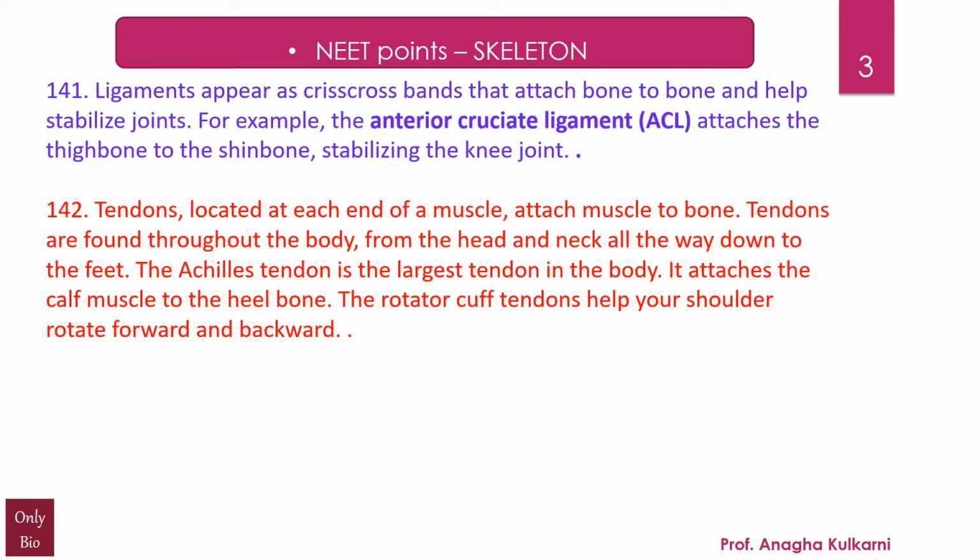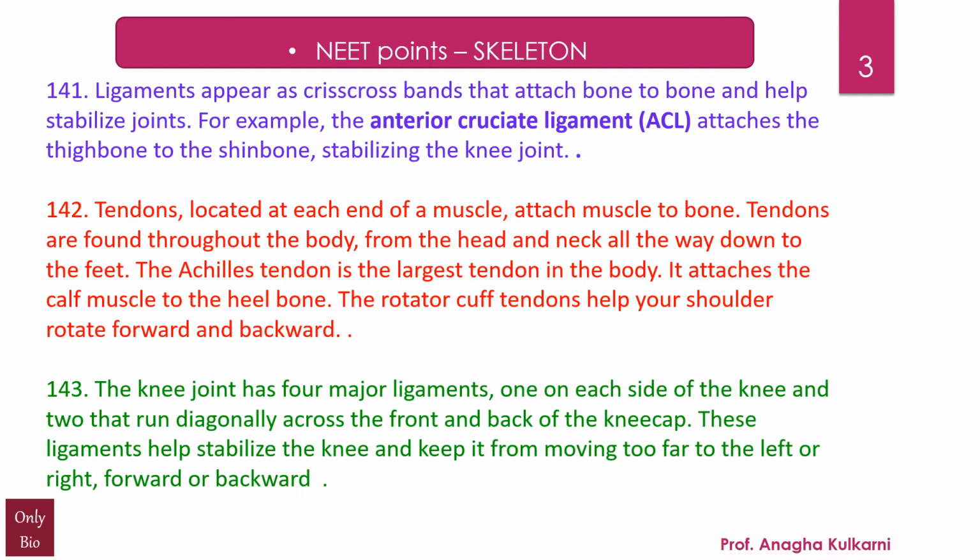Next, tendons located at each end of a muscle attach the muscle to the bone. Tendons are found throughout the body from the head and neck all the way down to the feet. The Achilles tendon is the largest tendon in the body. It attaches the calf muscle to the heel bone. The rotator cuff tendons help your shoulder rotate forward and backward.